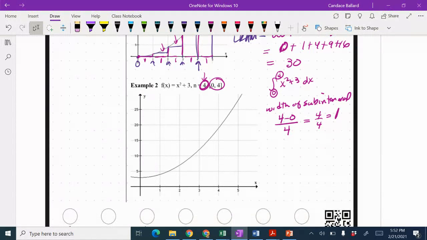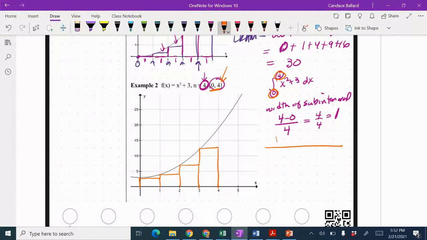I am still going to set up my table of values, but I'm going to practice drawing my rectangles one more time. From the left side, I would come up till I hit the function and draw it over. Up till I hit the function, draw it over. Up till I hit the function, draw it over. I've got to stop when I hit 4 because my interval goes 0 to 4. Up till I hit the function, draw it over, and I'm stopping.